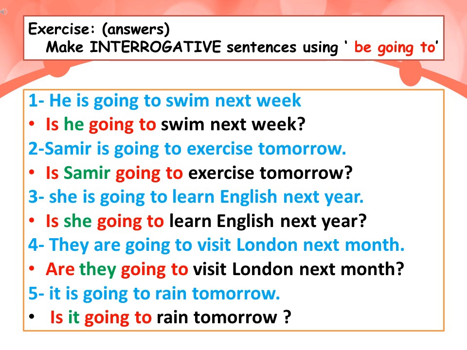And here are the answers. So 1, is he going to swim next week? 2, Is Samir going to exercise tomorrow? 3, Is she going to learn English next year? 4, Are they going to visit London next month? 5, Is it going to rain tomorrow? So you notice here that we start the question with the auxiliary is or are or am, plus the subject, plus going to, plus infinitive.